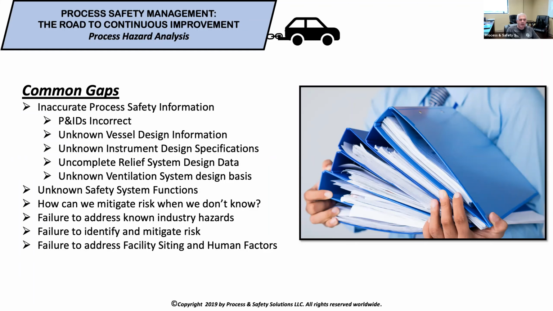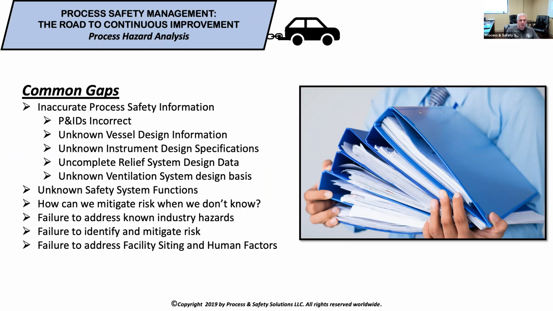The last thing I have on here is a failure to address facility siting and human factors. Facility siting has a lot to do with the siting of buildings, siting of control rooms, maintenance buildings, et cetera, within the plant, so that you do not have ingress of toxic or flammable materials, or maybe you have the risk of a blast that could level a building or cause occupational safety and health concerns as well.